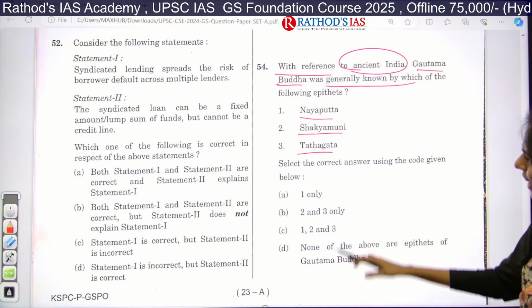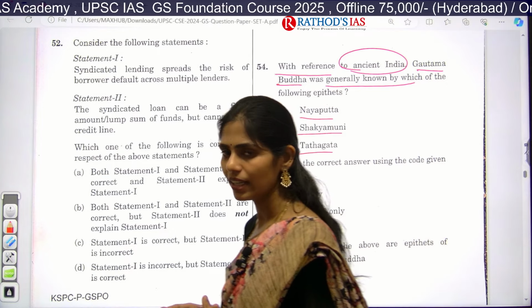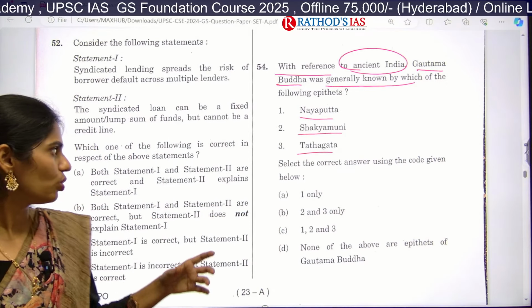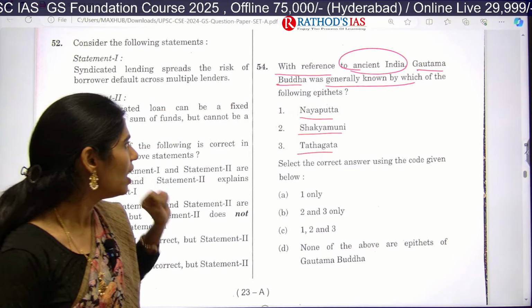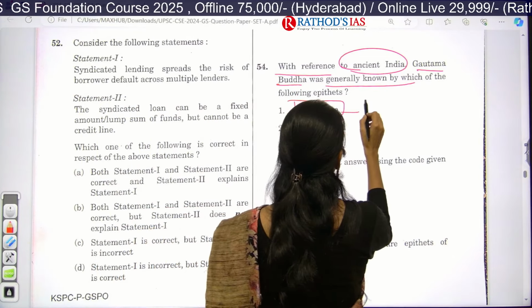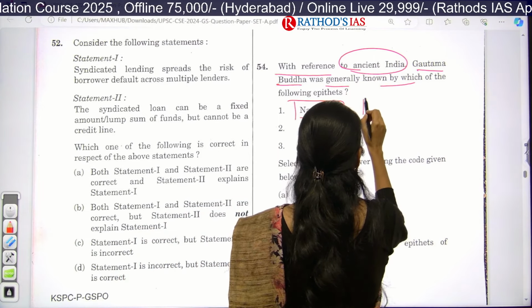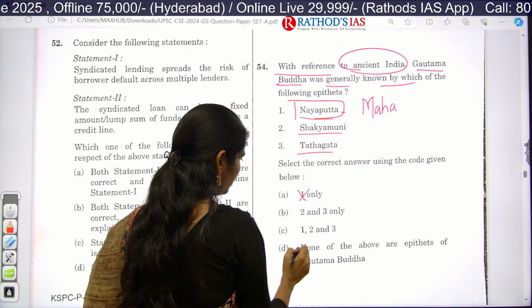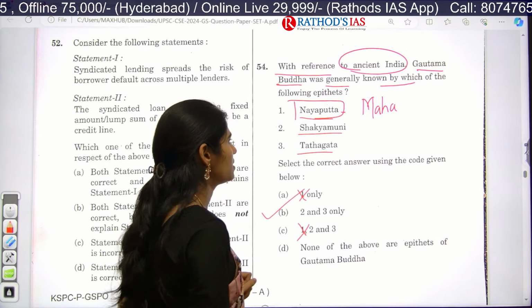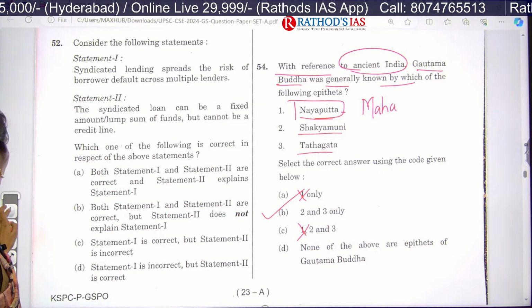So this is very easy actually if you have gone through your old NCERT or even new NCERT. So Sakyamuni and Tathagata are names of Gautam Buddha, but this Nayaputta belongs to Mahavir, okay, that is Jainism, clear. So 1 we can remove, so correct option is B, 2 and 3. This is very simple from ancient history.